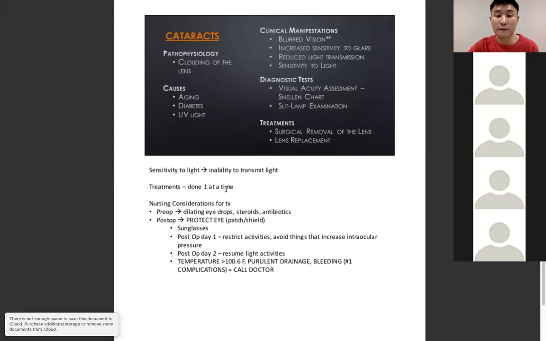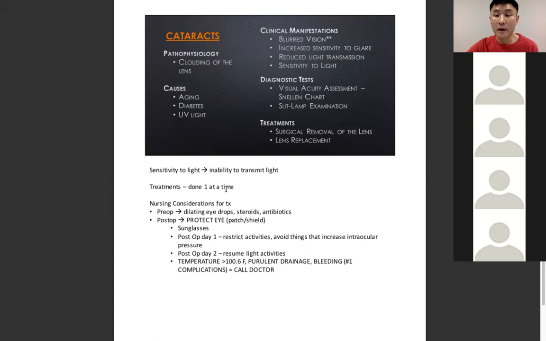Nursing considerations for treatment, pre-op, so pre-operative: we have to dilate the eye by using eye drops, put the patient on steroids to suppress the inflammatory response, and also give them antibiotics to prophylactically prevent any infection that they may have during the surgery or after the surgery.